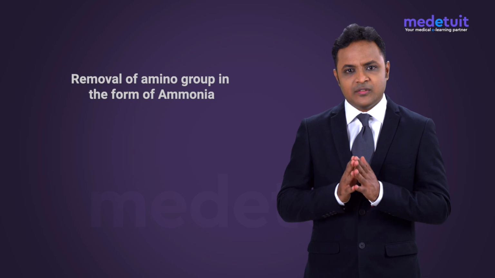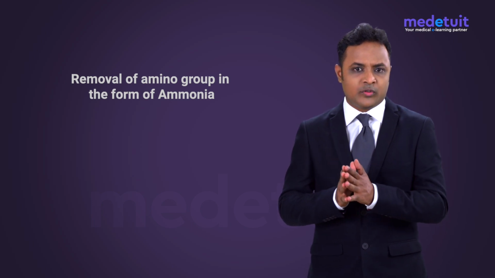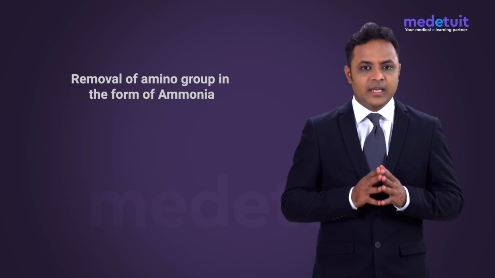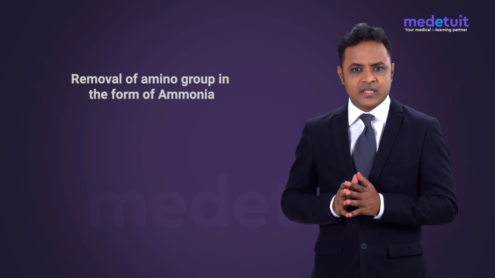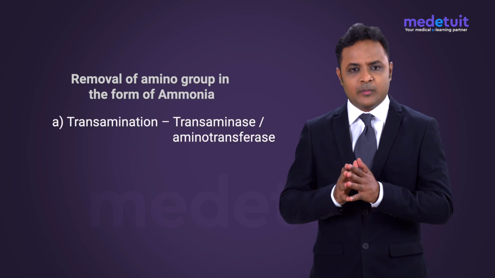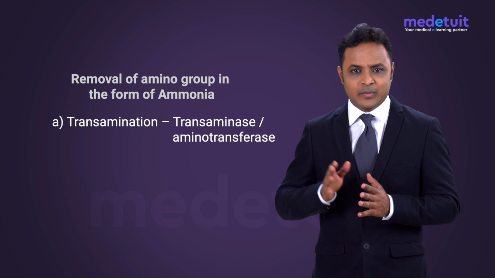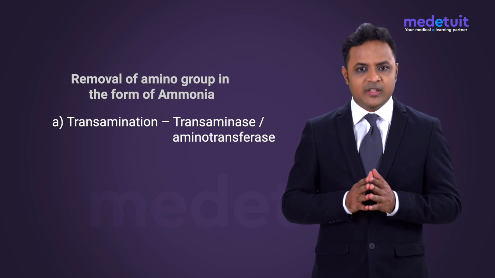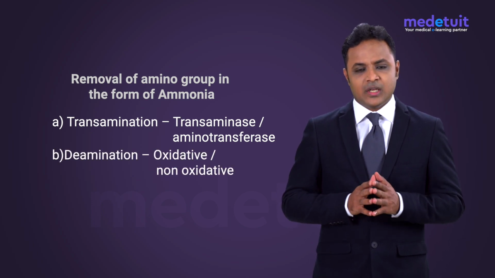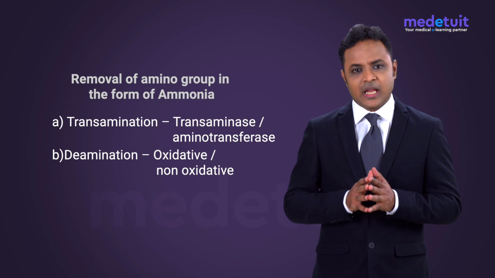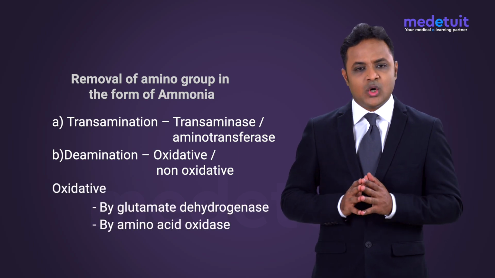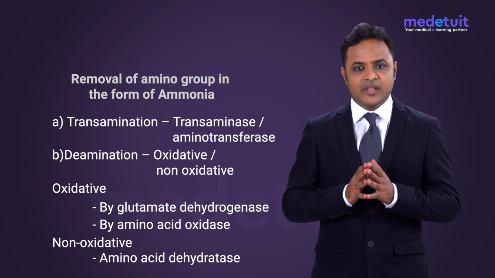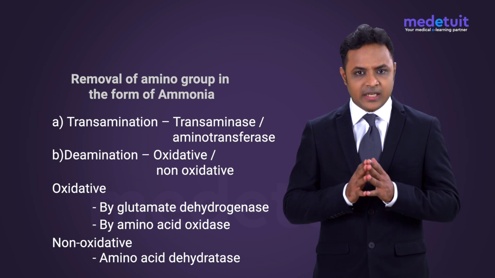The first stage, in which the amino group is removed from the amino acid, can be through reactions that involve the transfer of the amino group, which is called the transamination reaction, or it can be through the deamination reaction. Now this deamination reaction can be an oxidative reaction or a non-oxidative reaction. We will see about all these stages in detail.